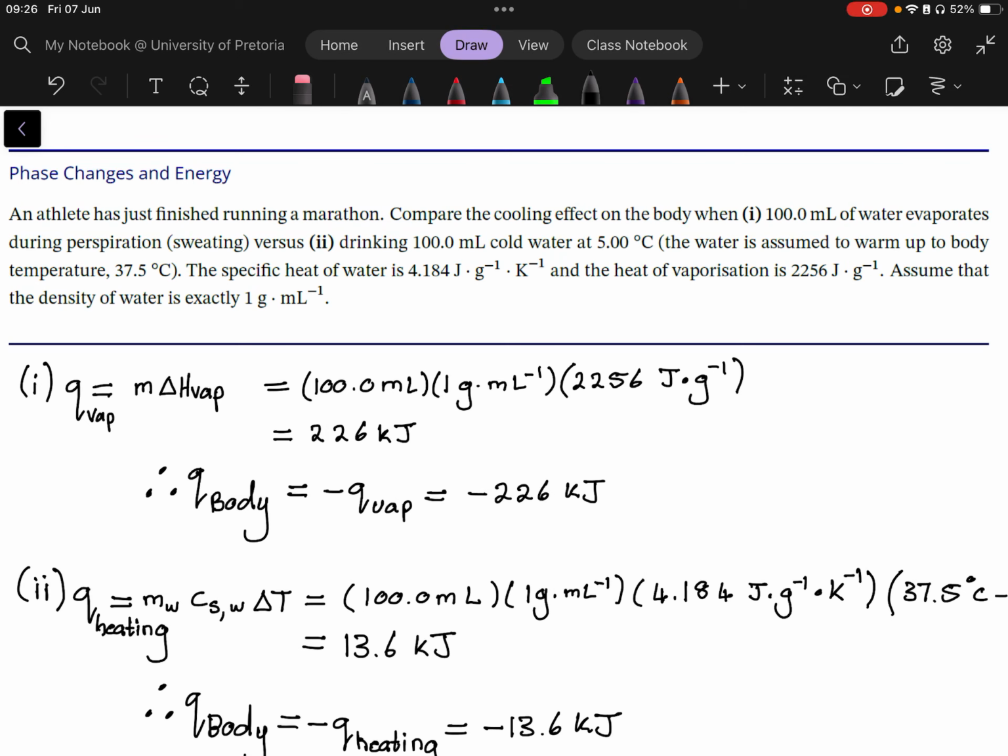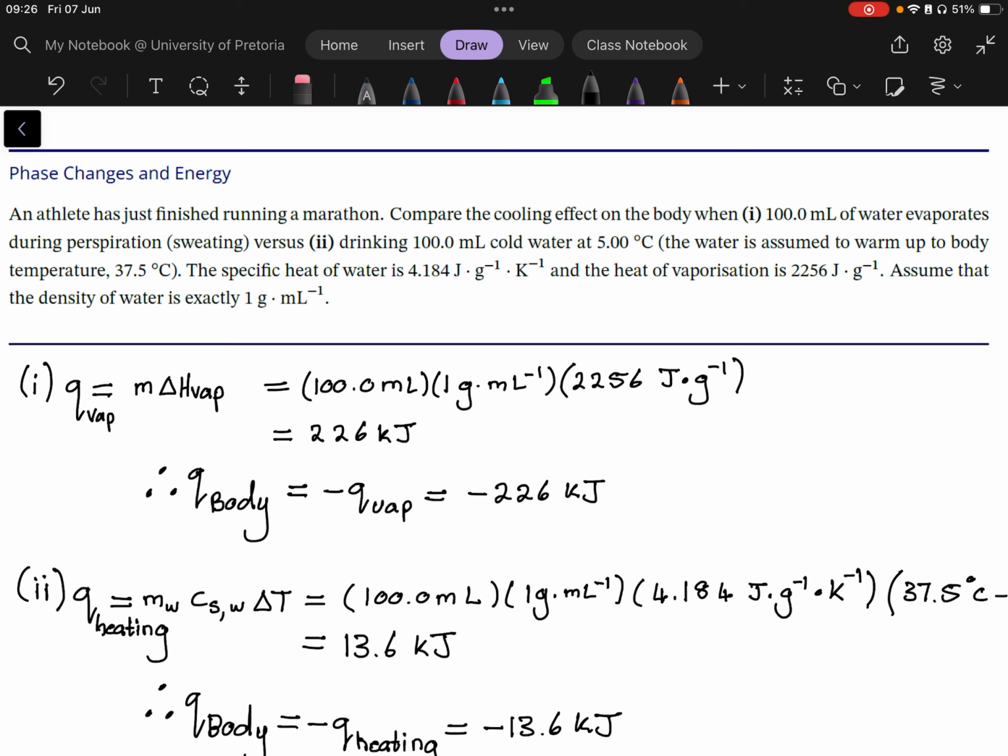Welcome back, everyone. In this video, I want to look at comparing the energy required to heat a substance versus the substance undergoing a phase change. A typical example of that is the cooling effect on a body when you drink 100 milliliters of water versus when you sweat. Sweating is the evaporation of water, whereas drinking is just you heating the water in your body and your body heat being absorbed by that water.